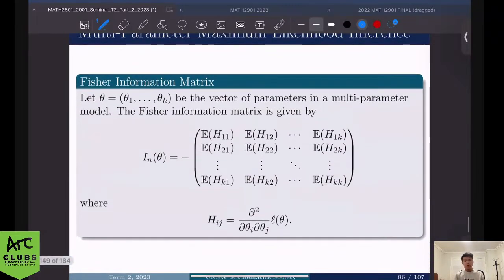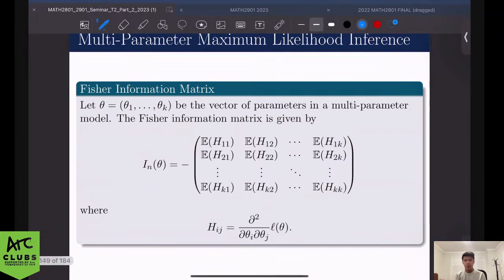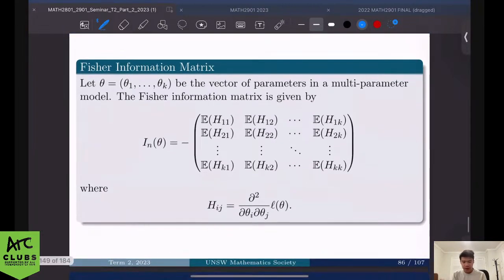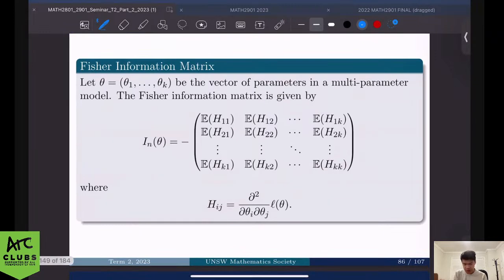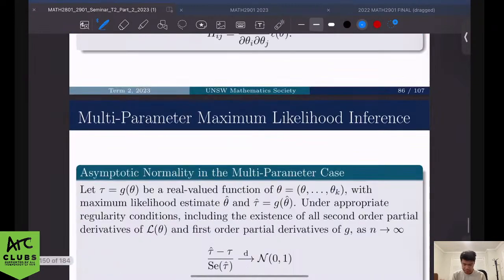Cool. We'll skip this because it's not actually very common for it to appear in exams. Some years it's not examinable. But yeah, this is something you can look into in your own time. Basically, it extends the Fisher information concept to multivariate estimators.